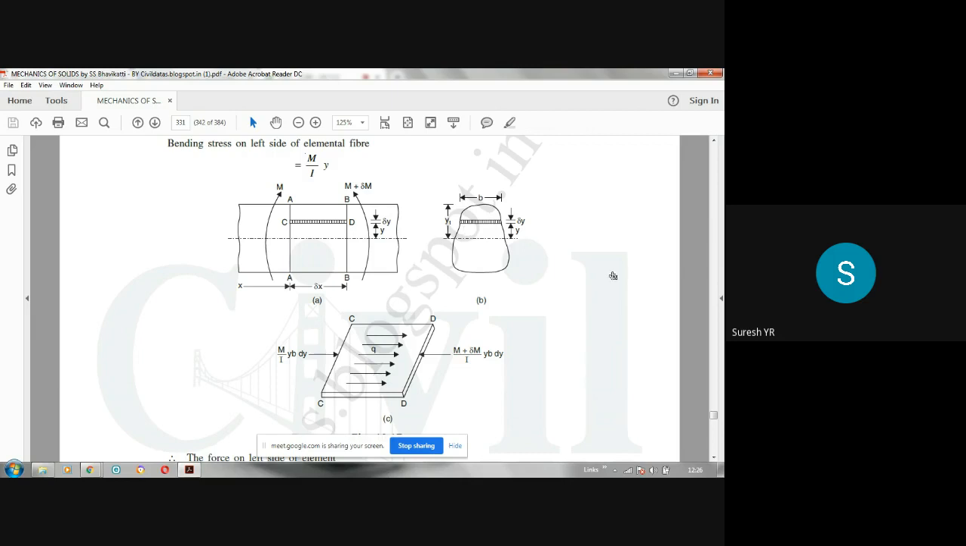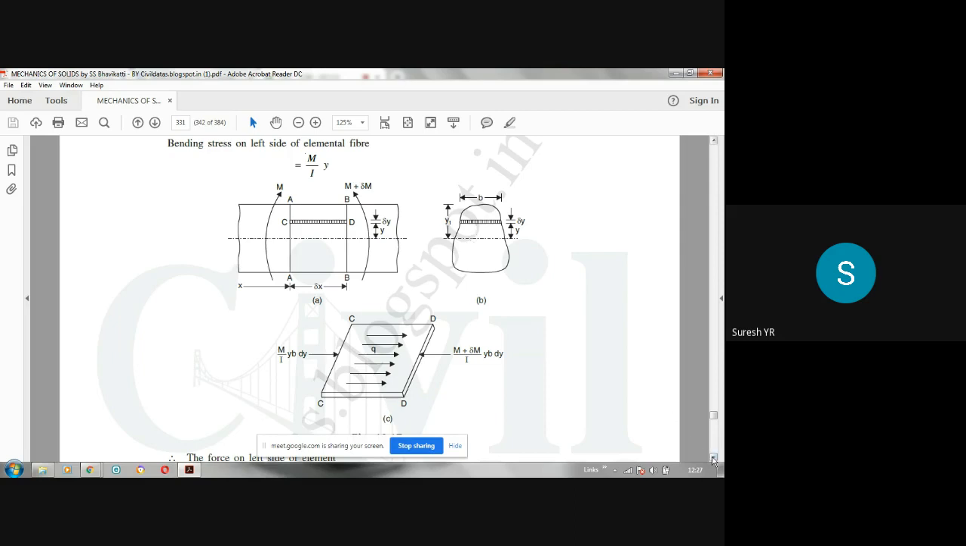So y can vary from 0 to yt, or it can vary from 0 to yc also. Yc means distance of compression fiber. yt means top fiber, yb means bottom fiber. So here, for the derivation purpose, we have considered an elemental strip above the neutral axis.